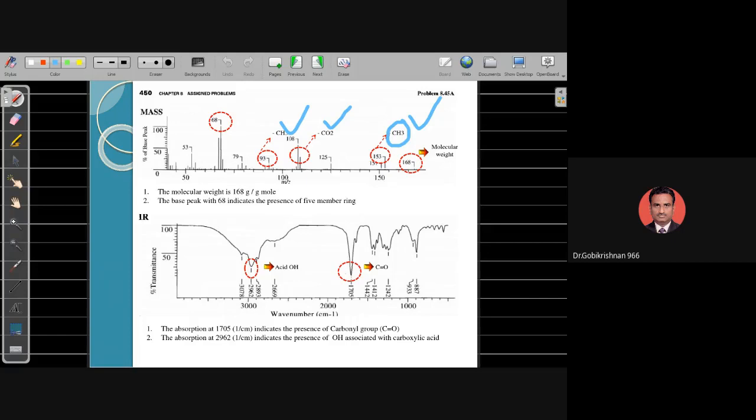The other day we were talking about the H1 NMR, and then some points related to the C13 NMR. With that we will finish. Then we will go to the MS. Next class we will start the MS.